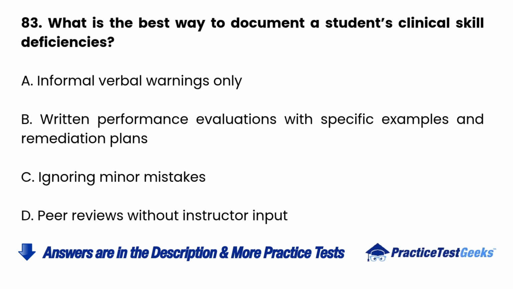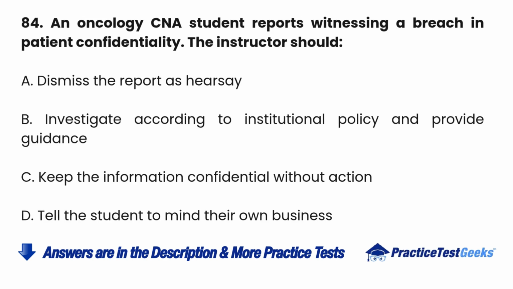83. What is the best way to document a student's clinical skill deficiencies? A. Informal verbal warnings only. B. Written performance evaluations with specific examples and remediation plans. C. Ignoring minor mistakes. D. Peer reviews without instructor input.